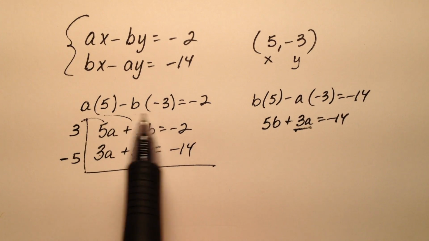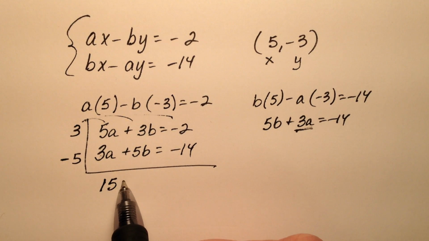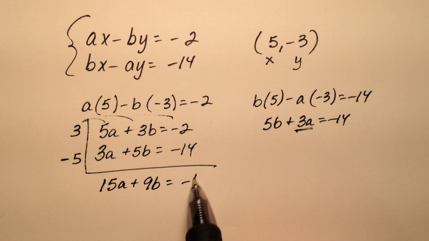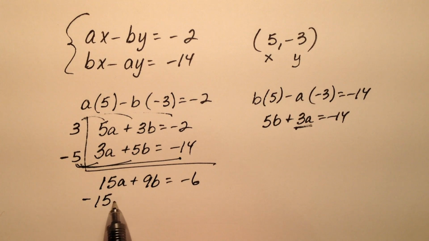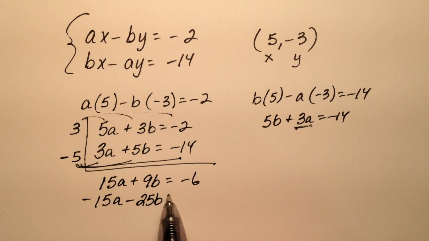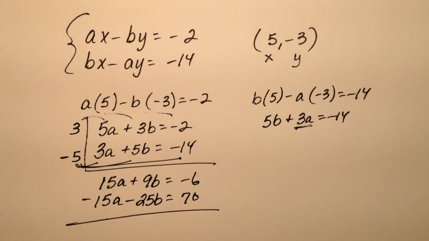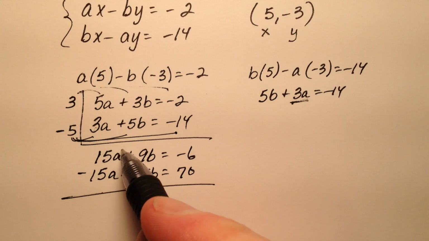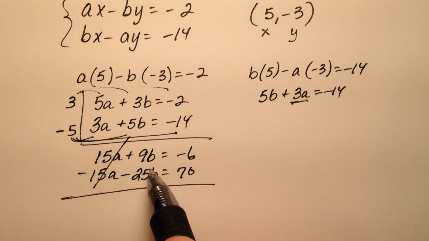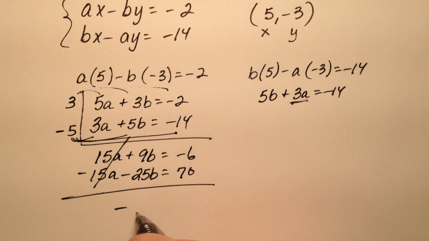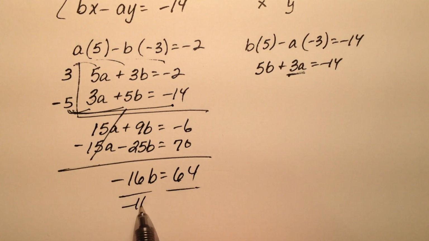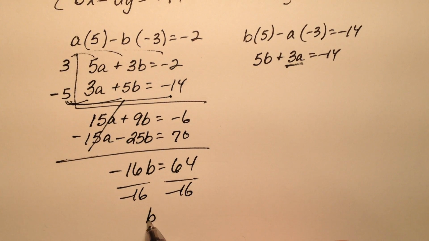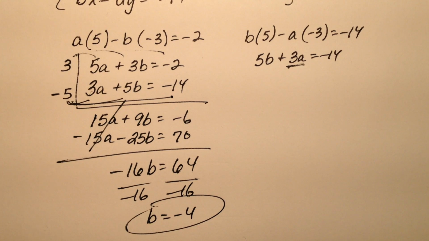Now it's a matter of distributing these values through. So 15a plus 9b equals negative 6. And when I distribute this negative 5 through, negative 15a minus 25b equals a positive 70. So you'll notice my a's will cancel out. And again, that was by design. For my b's, I have 9 minus 25, which would be negative 16b equals, and negative 6 plus 70 will be 64. So it looks like a quick division by negative 16 will make my b value negative 4.